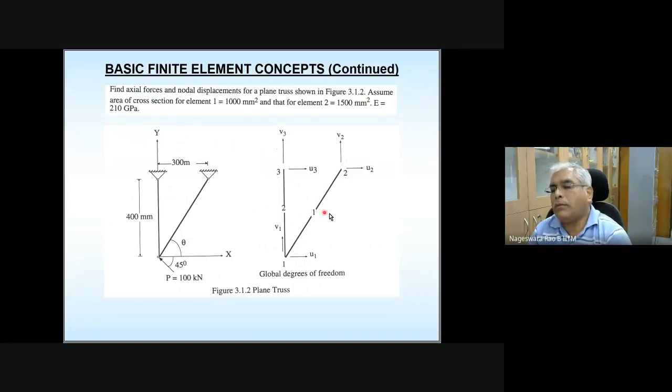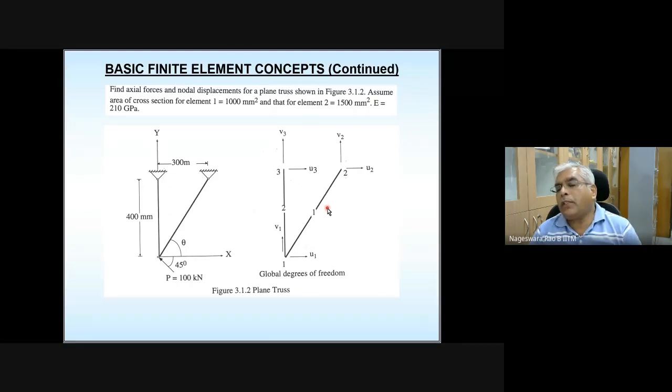Now, what is element 1? Element 1 is connecting nodes 1 and 2. This node 1 is local node 1 and this node is local node 2. So the element 1 contribution goes into the global equation system in rows and columns 1, 2, 3, 4, and also into locations 1, 2, 3, 4 of the global force vector.